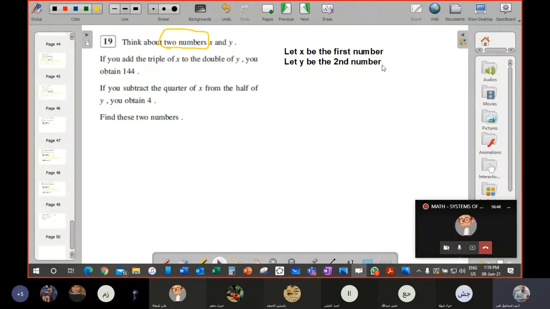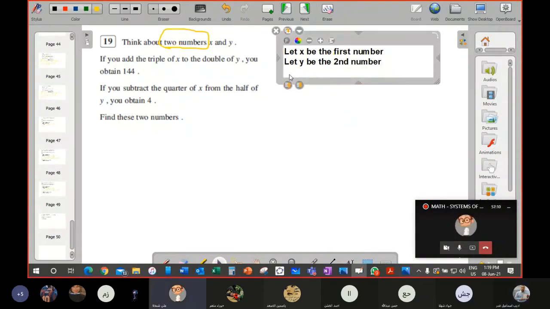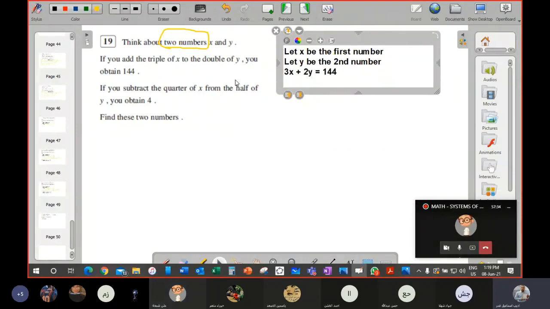Now the first equation: 3x. We add the triple of x to the double of y. What does double of y mean? It means 2y. So 3x plus 2y equals, you obtain, 144. The second equation is in the second sentence.